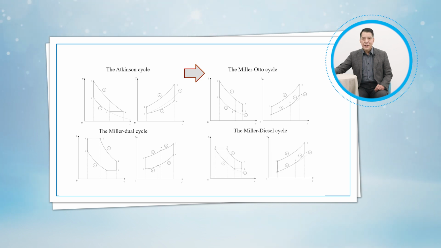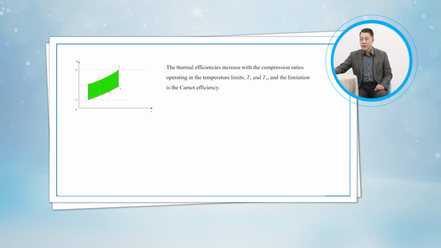A modified diesel cycle is known as the Miller diesel cycle, whose PV and TS diagrams are shown in figures 10.21 and 10.22. Also, by applying the idea of intake supercharging of the Atkinson cycle, the diesel cycle can be updated to the Miller diesel cycle.